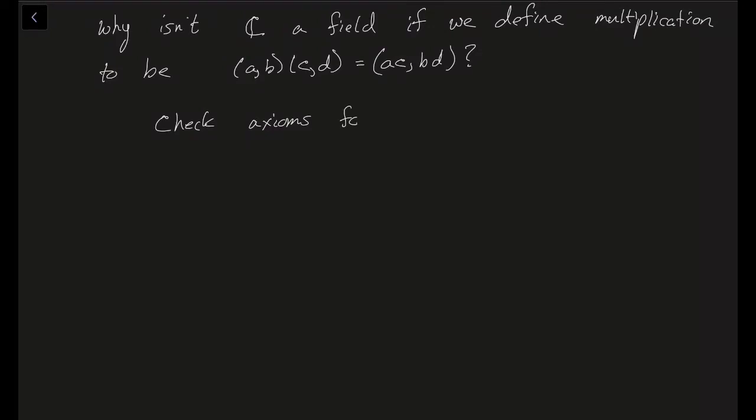So since we're just messing around with the multiplication, let's just check the axioms for multiplication to see if we still get a group. So what we're really asking is: is C without the zero element with multiplication an abelian group?